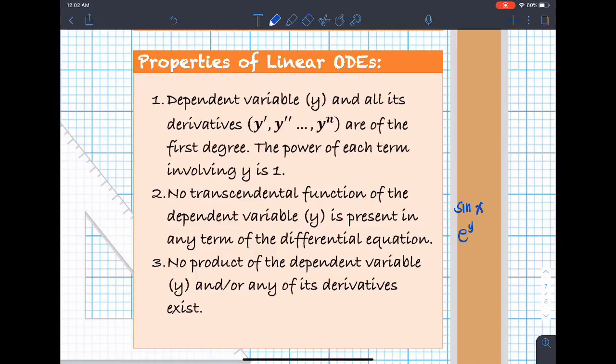And lastly, the third criterion is that no product of the dependent variable y and/or any of its derivatives exists. So what do we mean by that? If I have a variable y and a first derivative of the dependent variable, let's say y prime, then y prime is already considered as nonlinear, since there's already a product of the dependent variable and its derivative. So that is the third criterion for the properties of linear ordinary differential equations.